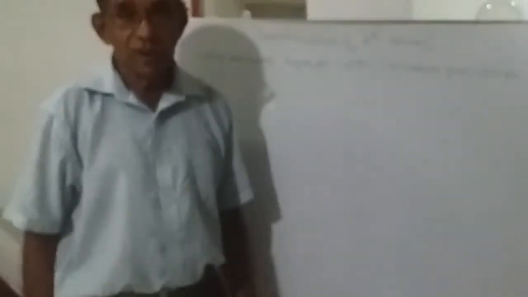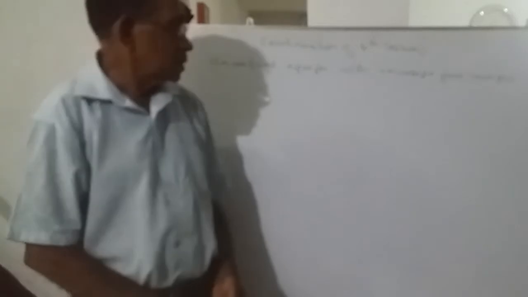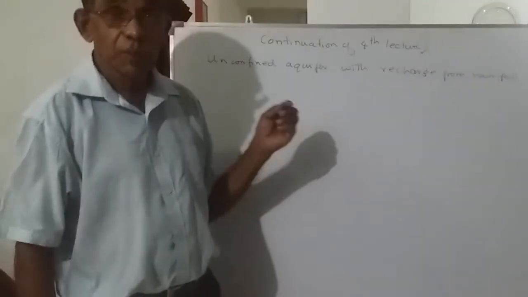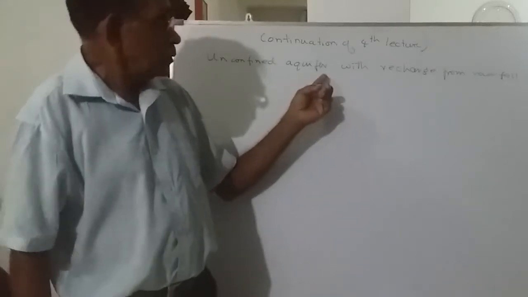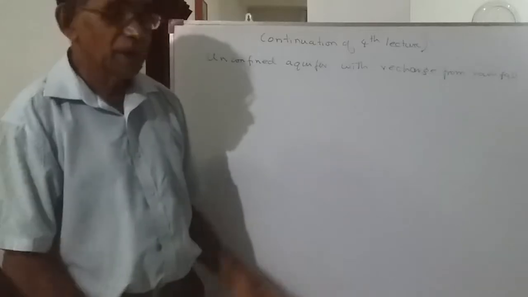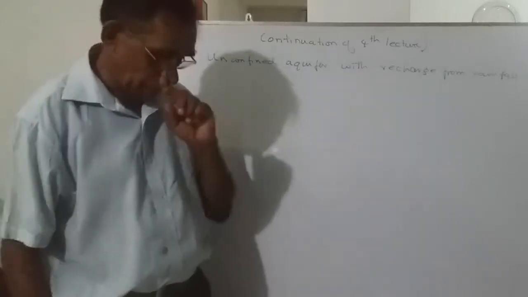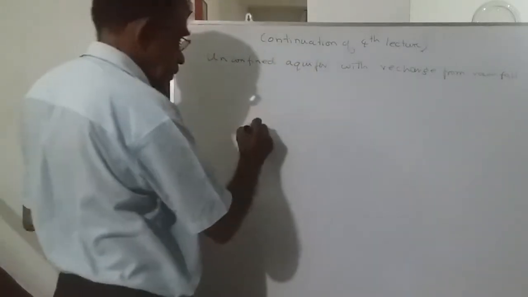This is the continuation of the fourth lecture, and this section deals with another example of unconfined aquifer with recharge from rainfall. We are going to make a general equation for this condition. We consider this unconfined aquifer like this.